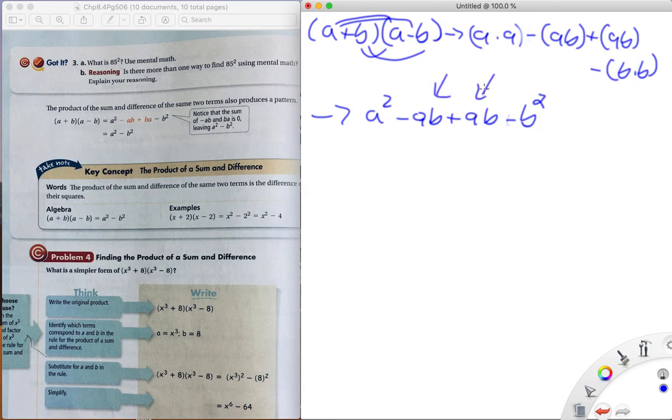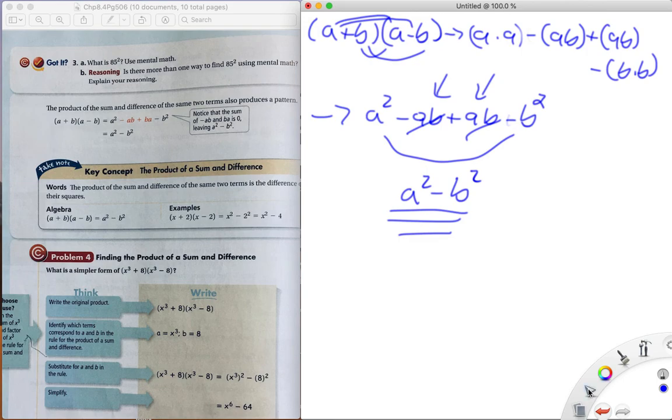So let's look at the inside terms. These guys are opposites, right? Negative ab, positive ab, these guys cancel out. They're gone. So I'm just left with these guys. So it's going to be a squared minus b squared. So this is going to be the guideline that we use where we're multiplying two terms that are the same but have different operations, meaning a plus sign here and a negative sign here. But they're still a and b.